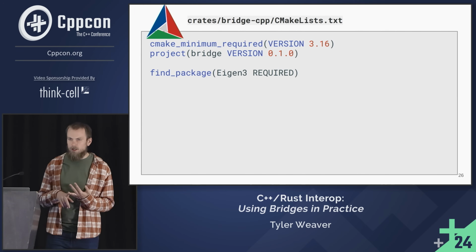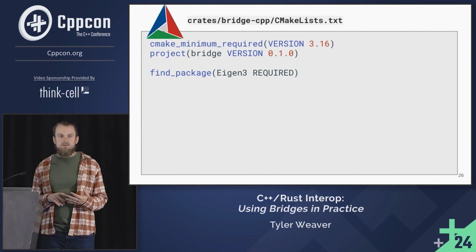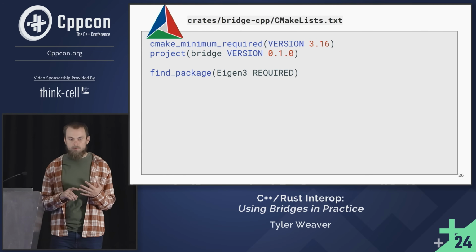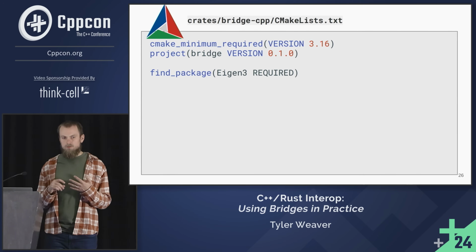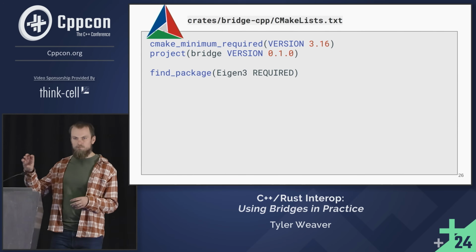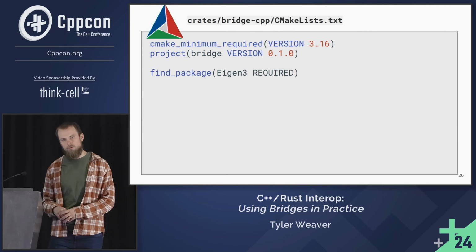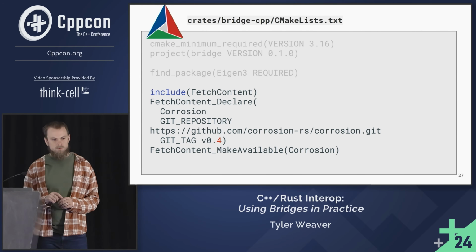We have to find package on Eigen. Remember, we have Eigen in our public interface. And this is going to be important later, but it's important to specify it here so that we can build the C++ code. We'll specify it later for our dependencies also.